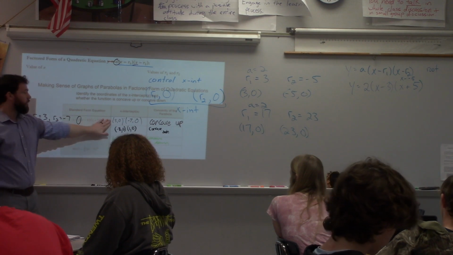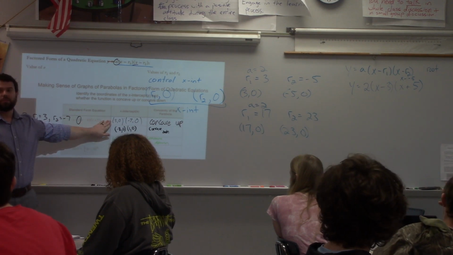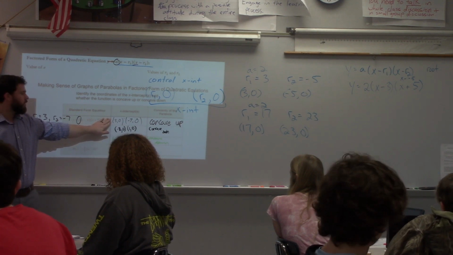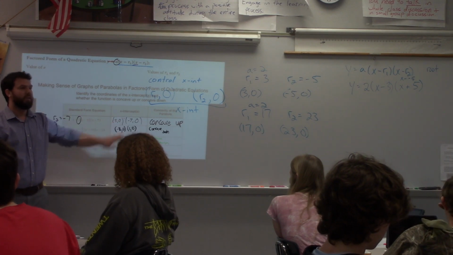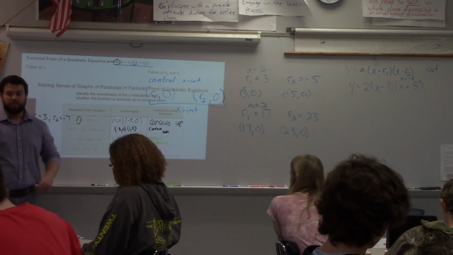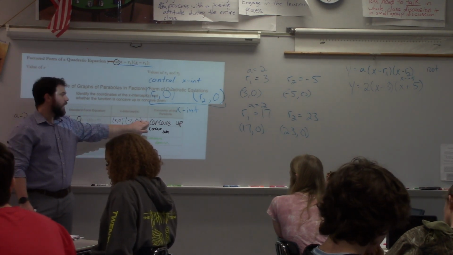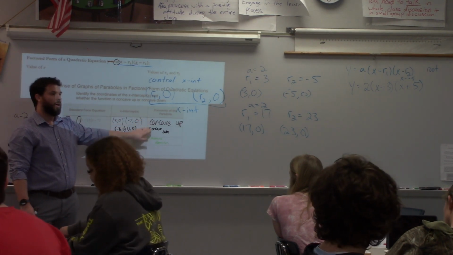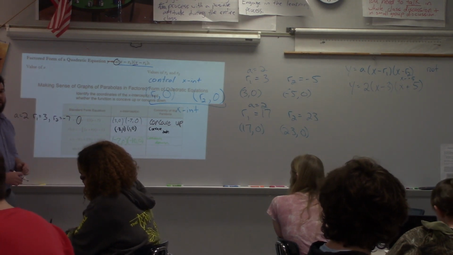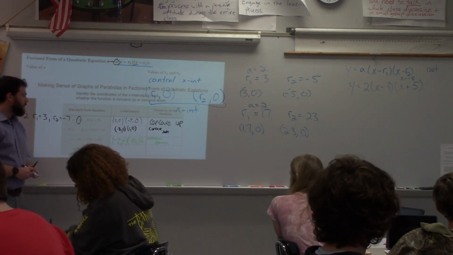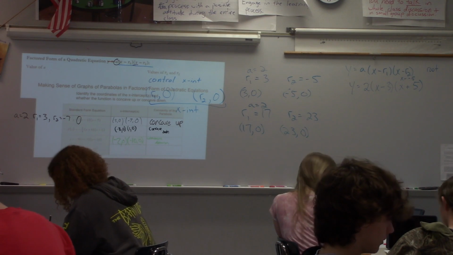I also saw some people not writing it as points. Do we need to write it as the point 3, comma 0, and negative 7, comma 0? Yes, if you did not write those points, update that. Please also write concave up and concave down. Don't just put up and down. We're talking about concavity. Add that extra detail in there. Okay?